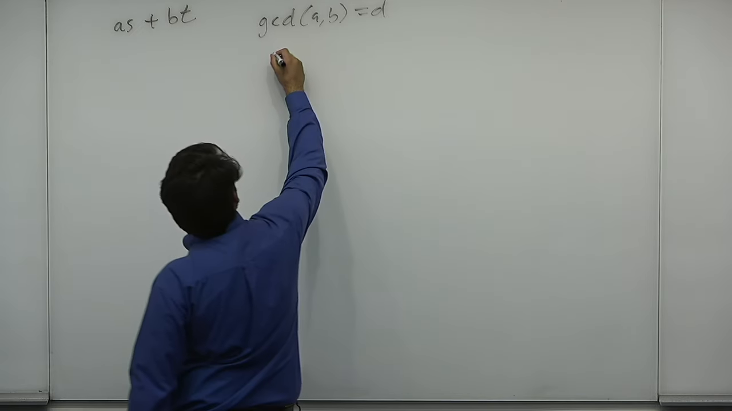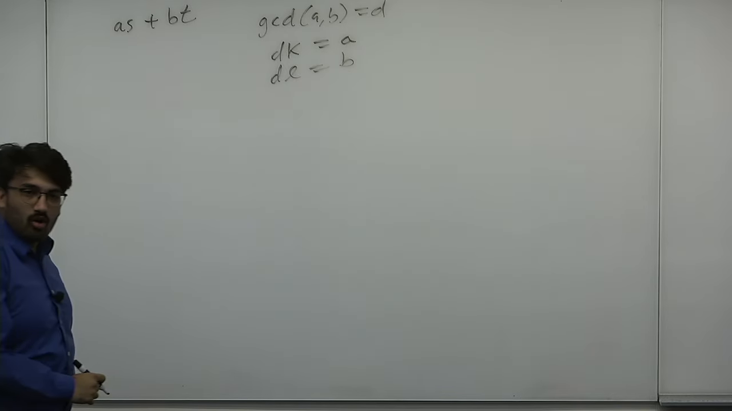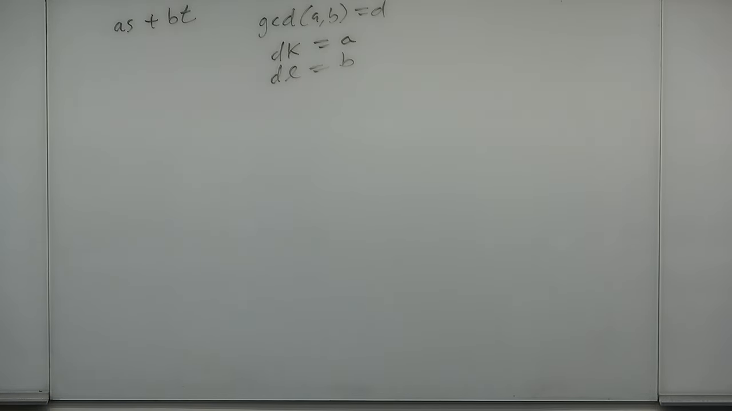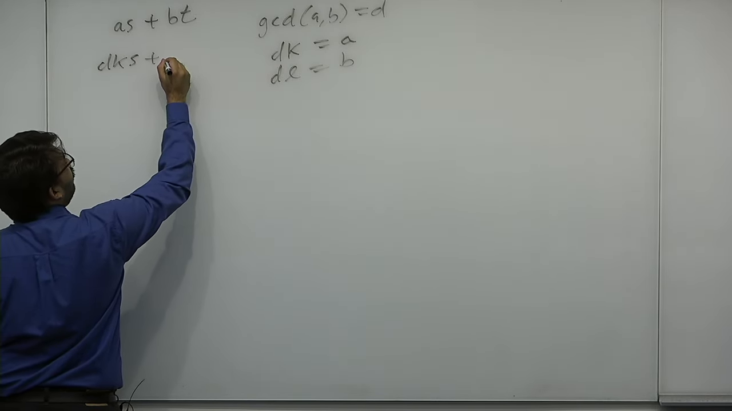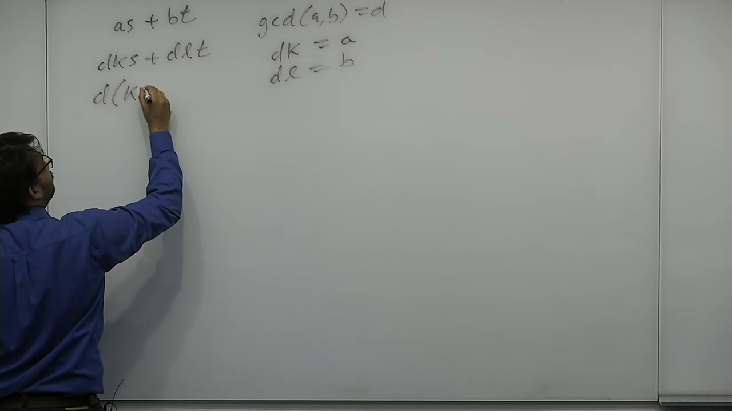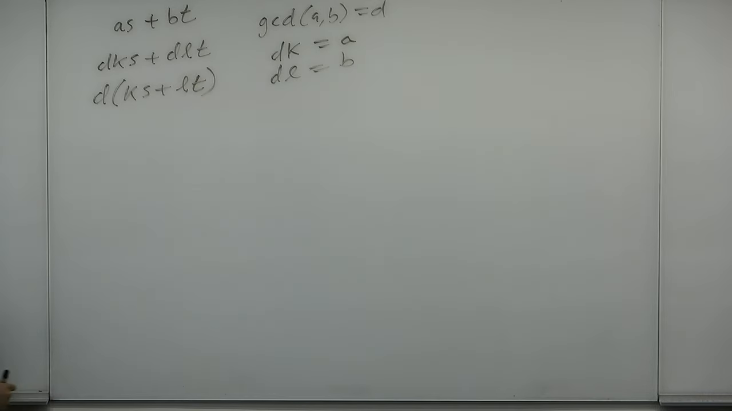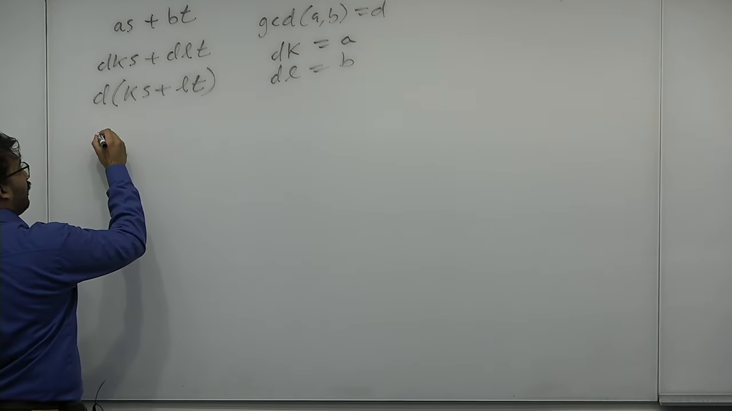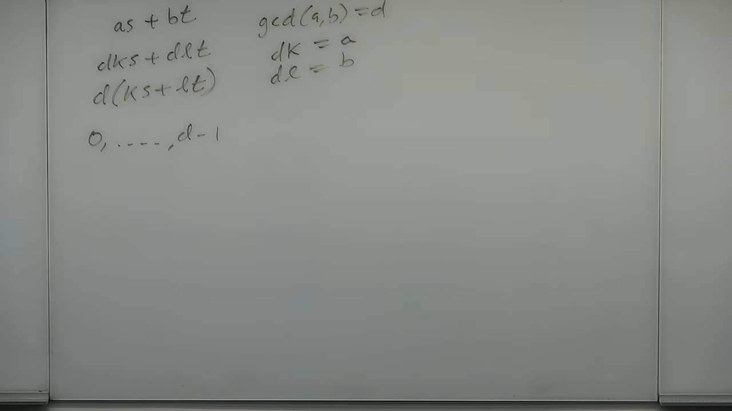So what we can write is that DK is equal to A and DL is equal to B, where K and L are whatever's left over from both A and B. So then we get that AS plus BT is going to be DKS plus DLT, right? Which is then equal to D times (KS plus LT), right? So for what possible values can this be between 0 and D minus 1, right? Now of course, a linear combination could be negative.